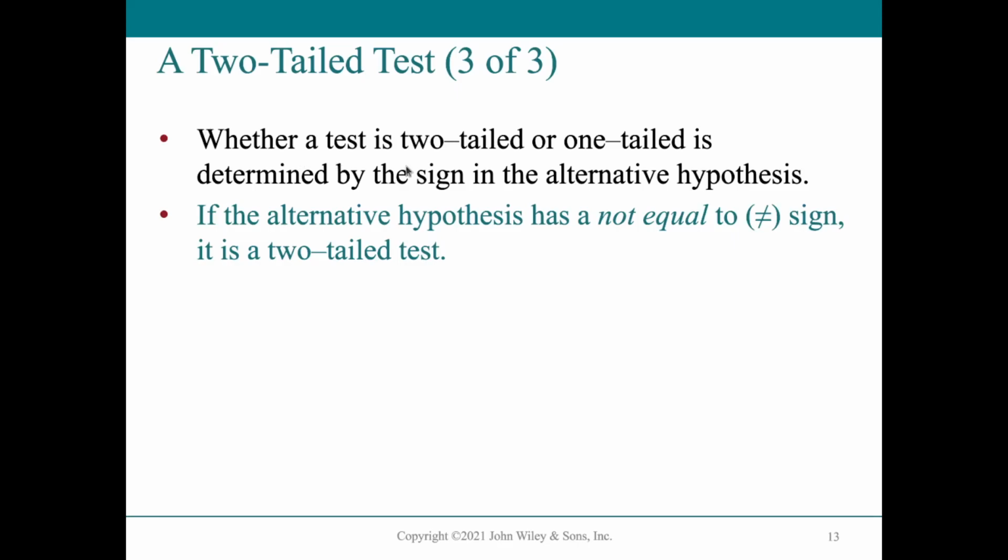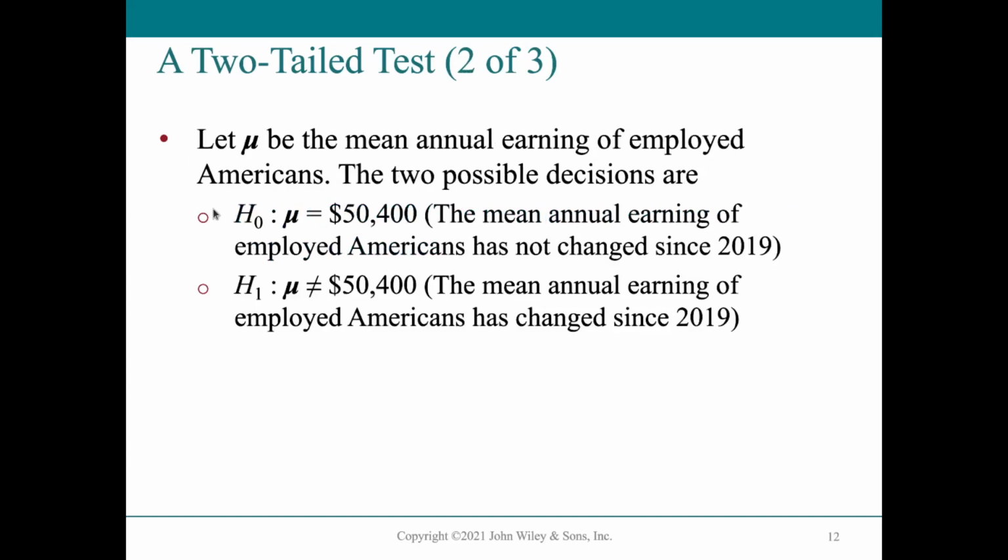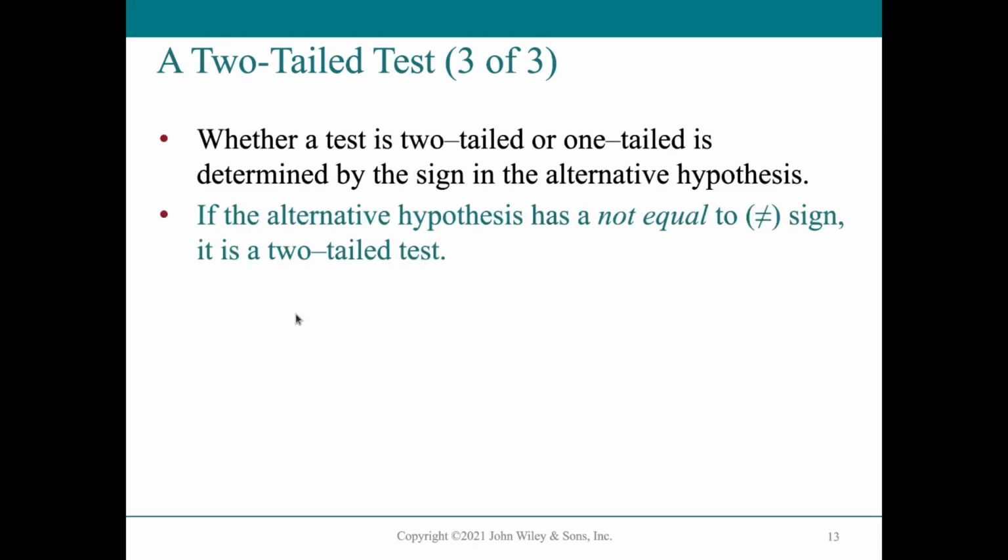So whether a test is two-tailed or one-tailed is determined by the sign of your alternative hypothesis. Since the null hypothesis always says there's no significant difference, it really doesn't tell us the tail of the test. We get an idea of the tail of the test based on our alternative. If it's not equal to, that's a two-tailed test because it checks whether it increases or decreases, either way. As long as it changes, that's a two-tailed test.